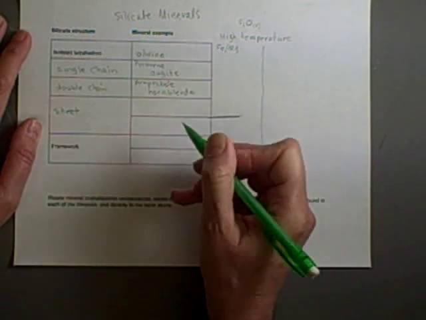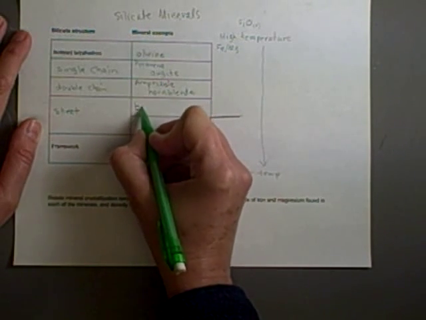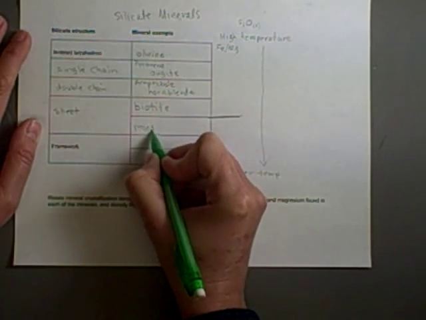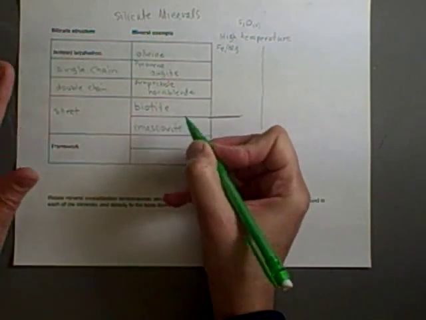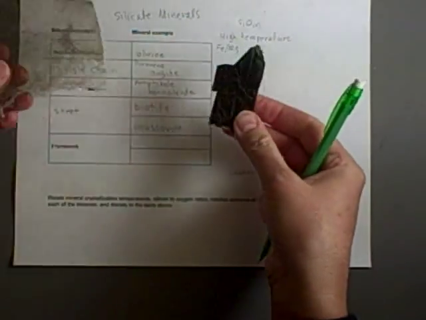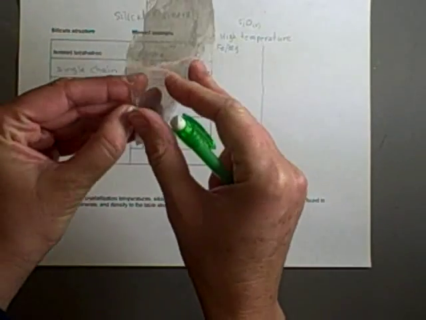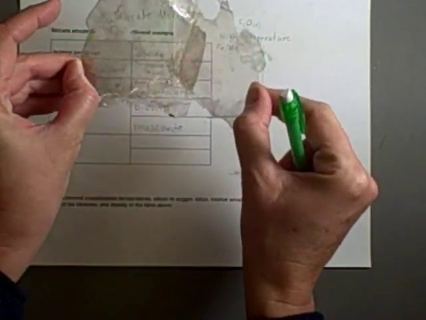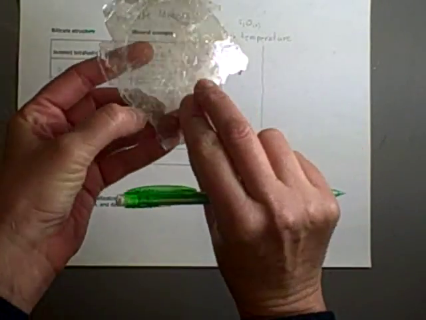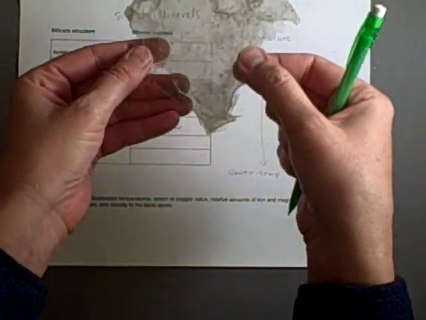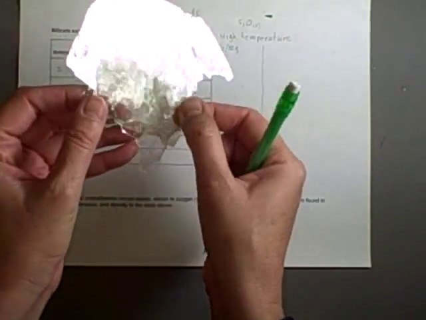Something happens right here. Of the sheet ones, we have two samples, biotite and muscovite. They are similar, but they're also different. They are sheets. And if you look at this, this is not man-made, you guys. This you can find out in nature. Check that out. I'm pulling it apart. The sheet part is across here, the strong covalent bonds, and the weak ionic bonds are what's holding this together.